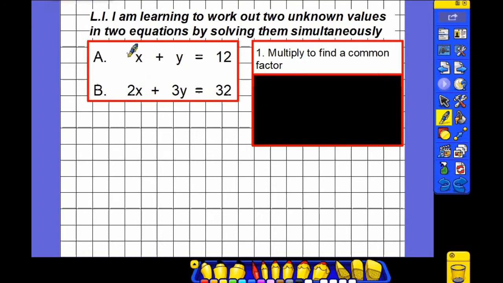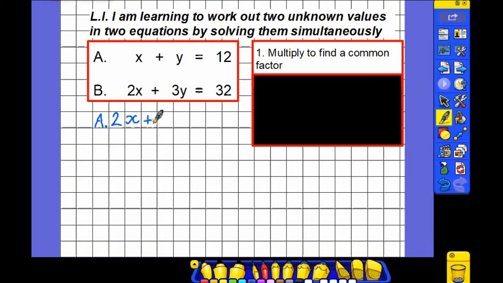So if I multiply everything in this equation by 2, then what we will have is 2x in both equations. So that way we've got a common factor. Why this is important will become clear in a minute, but just now all you need to know is that we need to find a common factor. So I'm going to rewrite equation A with that new common factor. So I'm multiplying everything by 2.